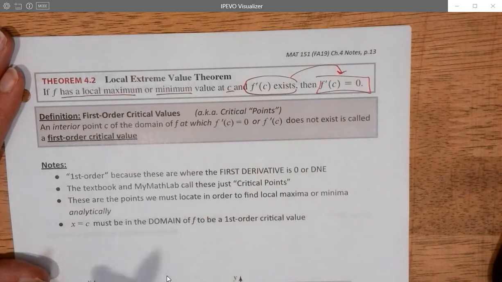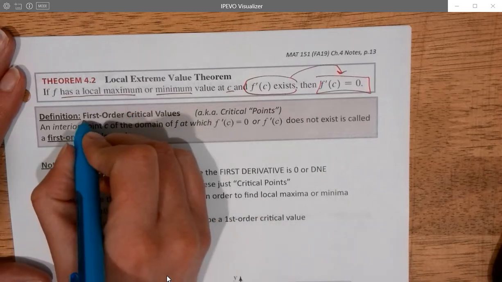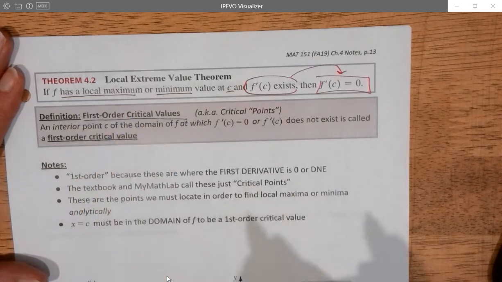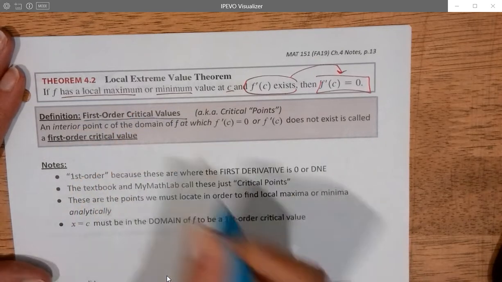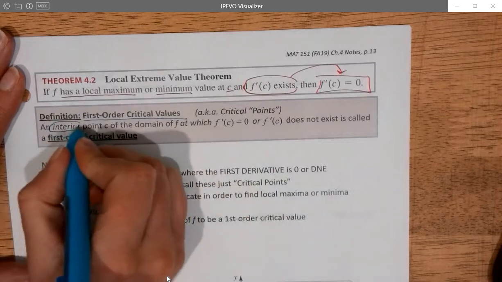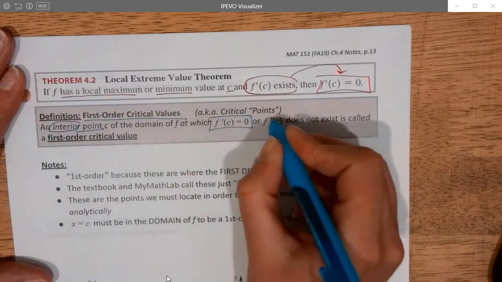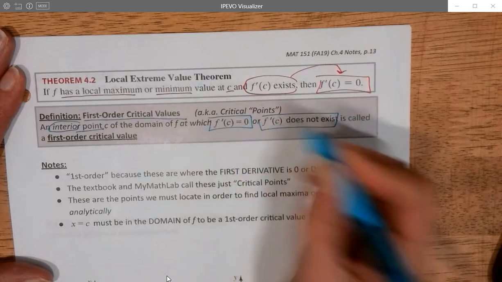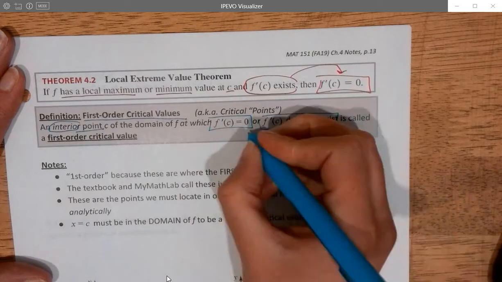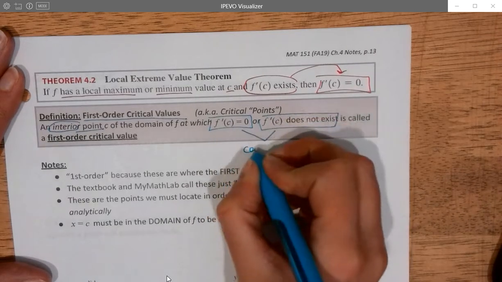Now, to be able to figure out where the extreme values exist, we're going to have to look for what are called first order critical values. First order critical values need to be interior points where the derivative is either equal to 0 or where the derivative does not exist. These are going to be candidates for extrema.